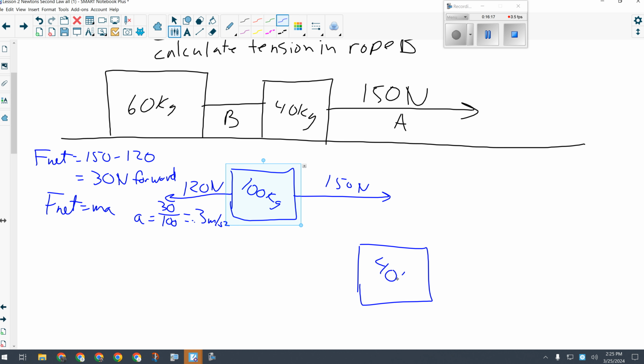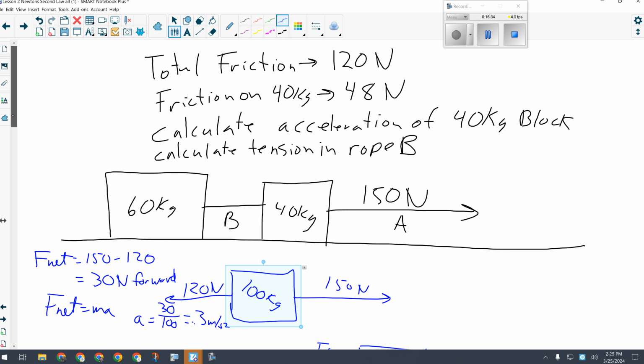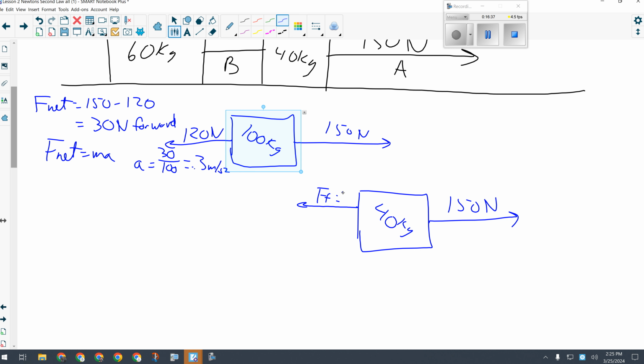So the 40 kilogram box is being pulled forwards by 150 newtons worth of force because the rope is directly attached to it. The question tells me that there's a force of friction on the first box of 48 newtons. And the other force acting on that box is the force in the cable, or the rope, or whatever it is. Everybody all right with that idea?